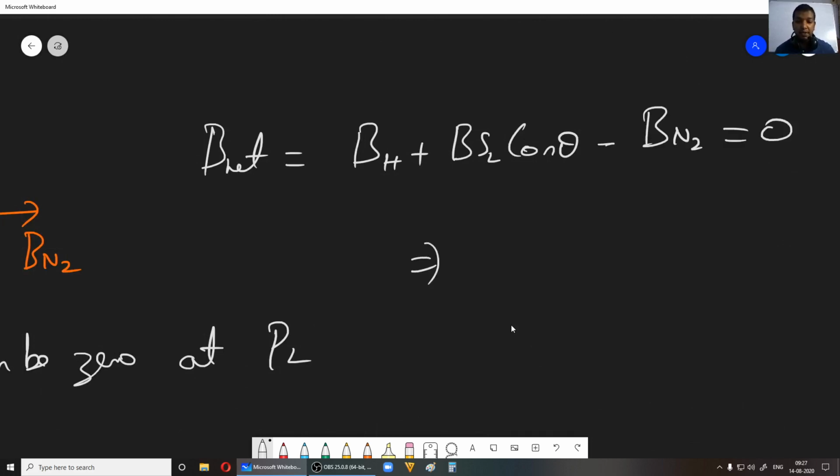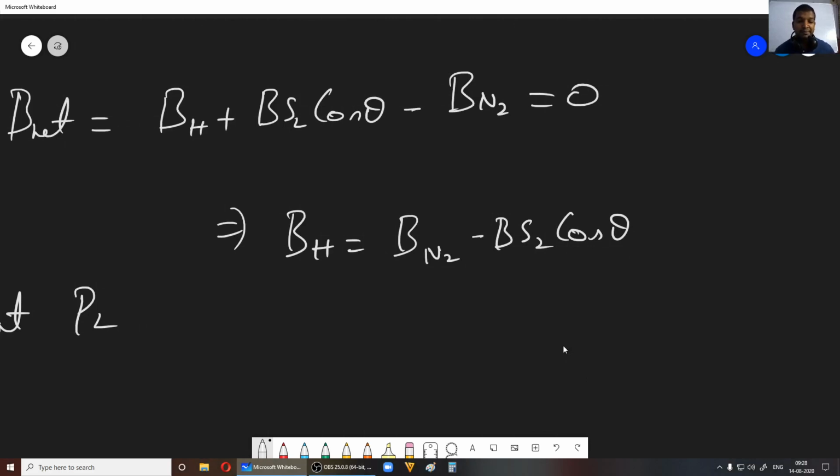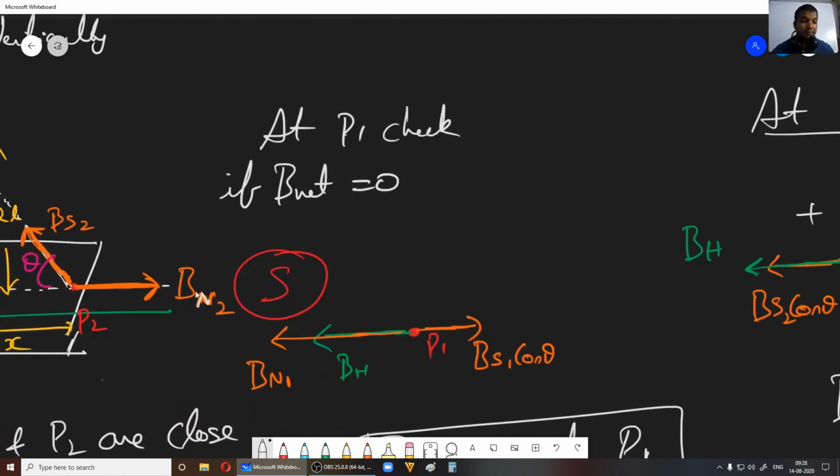Okay, so what are we getting here? BH will be equal to Bn2 minus Bs2 cos theta. Okay, right, so BH is known. Now let us try to get Bn2. All right, now Bn2, right? So this one.